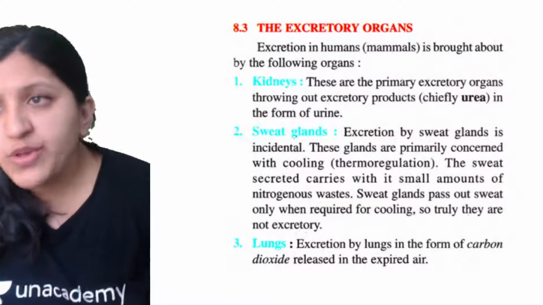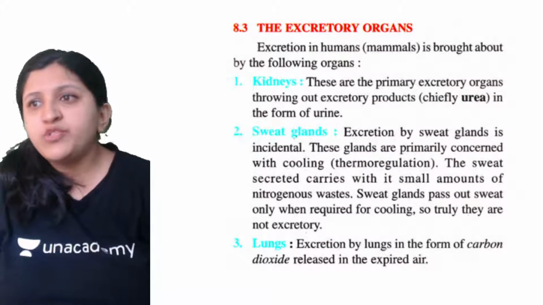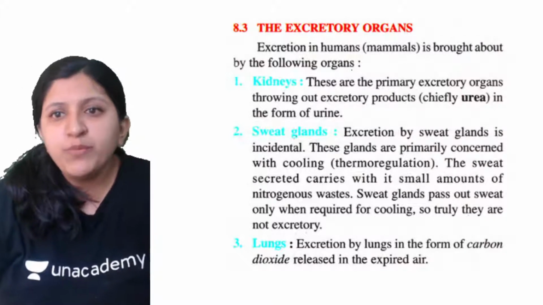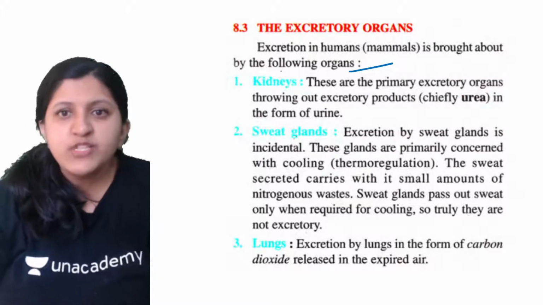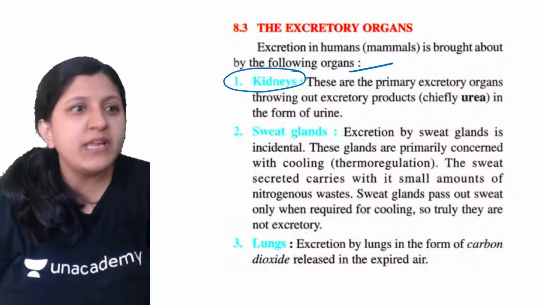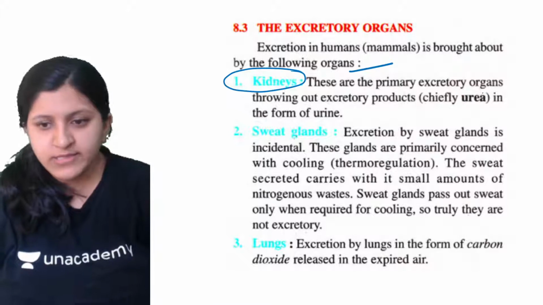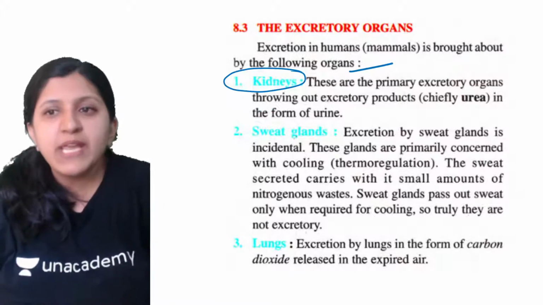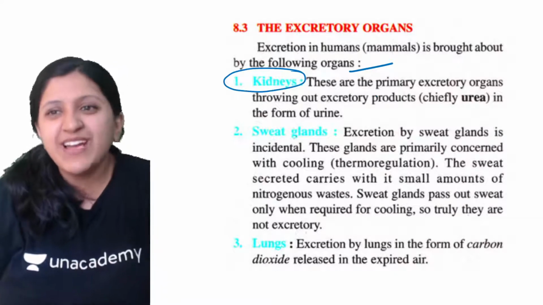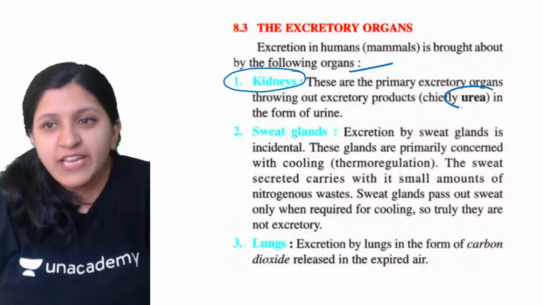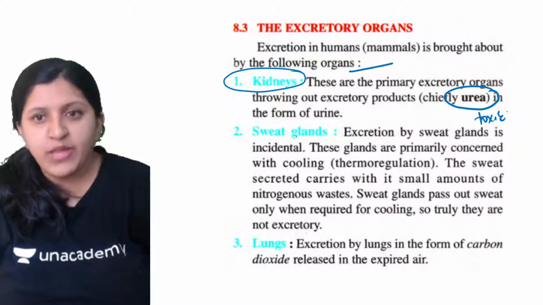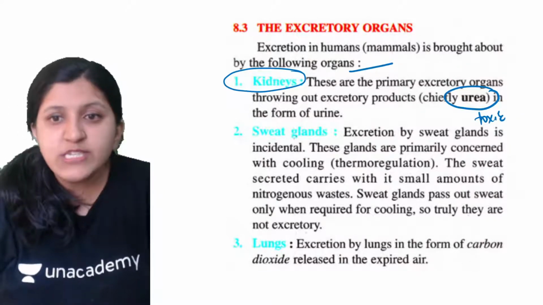Now, the excretory organs. Excretion in humans is brought about by the following parts. There are the kidneys, which are the primary excretory organs. Through this structure only we are getting rid of the toxic compound urea. Then there is the sweat gland.